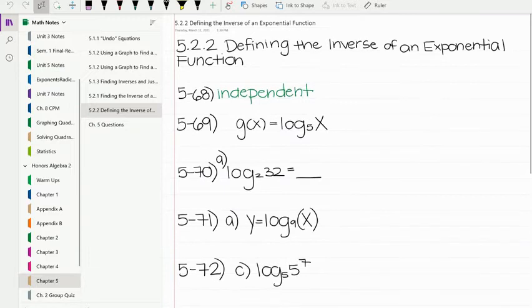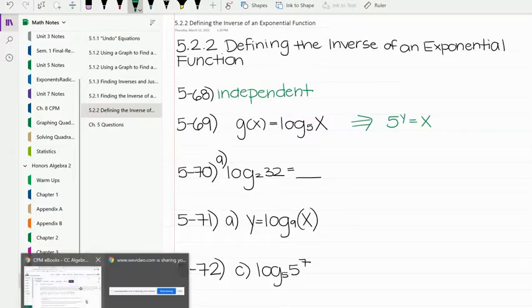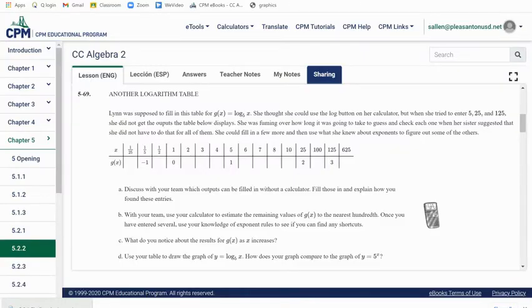For the table, you're using the equation g of x equals log base 5 of x. But it's kind of hard for us to think of an equation like that, so I always like to rewrite it in exponential form. Really it's 5 to the y equals x. So you're going to raise 5 to a power of y, and that will give you x, which is technically your input. Just keep that in mind. Then you are going to use a calculator to estimate the remaining problems, like 5 to the power of what will give me 6, for example.